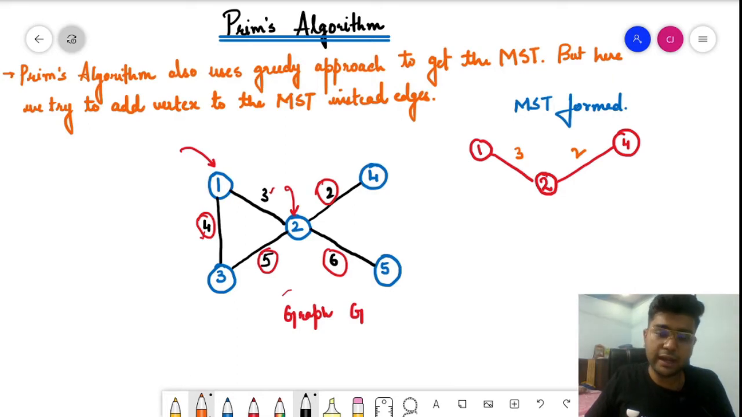That is, 2 vertices are left, and how many neighbors can we connect as of now? So we can connect the neighbors of 1, the neighbors of 2, the neighbors of 4. The neighbor of 4 is only 2, which is already in the MST, so we need not look at any of the neighbors of 4.